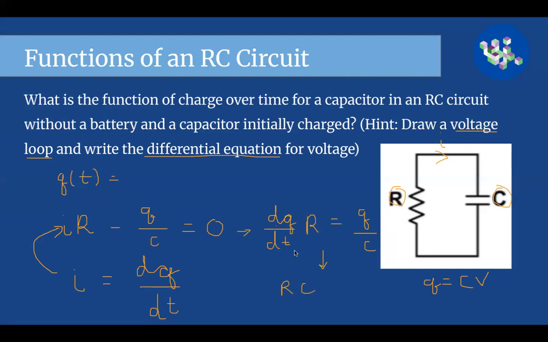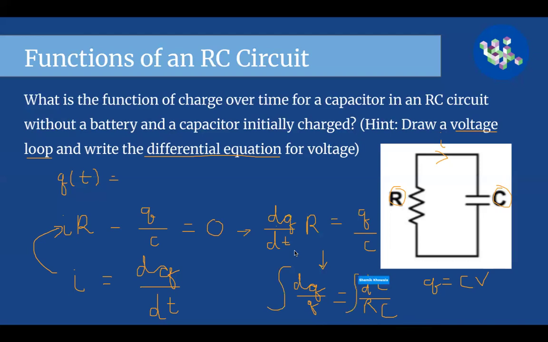So we can separate our variables and say that dq over q equals dt over RC. This equation, you can integrate both sides.